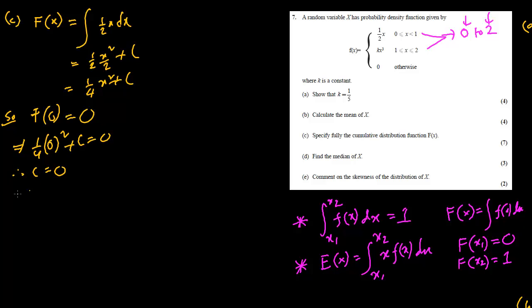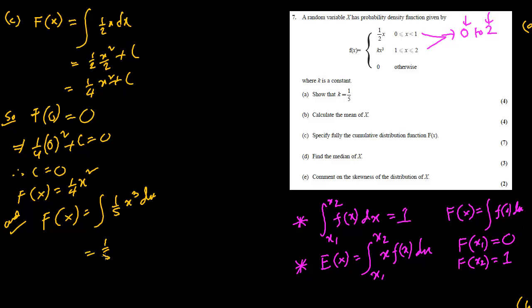Therefore, c equals 0. We found the first expression for the CDF: 1/4 x squared. Then the second expression: F(x) equals the integral of k, which is 1/5 x cubed dx. This turns out to be 1/5 x to the power 4 by 4 plus c, again a constant. So this will be 1/20 x to the power 4 plus c.